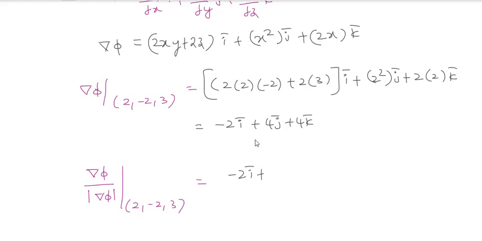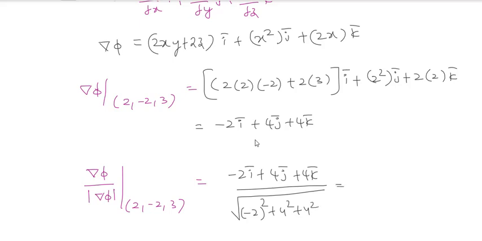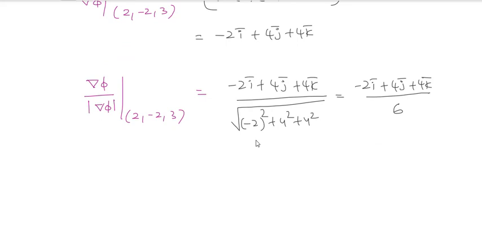So (-2i bar + 4j bar + 4k bar) divided by root of (-2)² + 4² + 4². You will have it as what? (-2i bar + 4j bar + 4k bar) divided by root of 4 + 16, 16 + 16 is 32, 32 + 4 will be 36. Root 36 means what? You will have 6. So you can divide that by 2 also, right? After dividing with respect to 2, you will have it as (-i bar + 2j bar + 2k bar) by 3, you can do this.